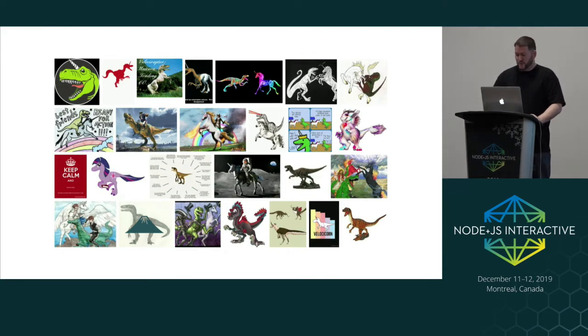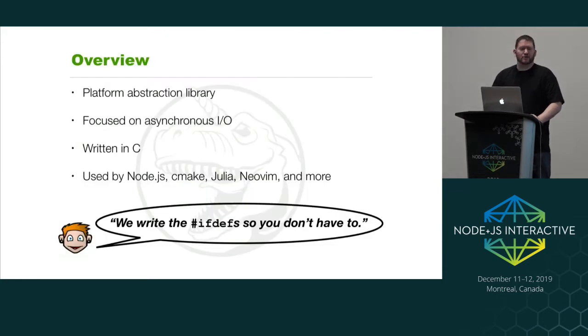But yeah, so what I'm talking about is libuv, the platform abstraction library that Node.js sits on top of. Libuv is written in C. It's not C++, it's actually, I believe, C89. So it runs in most places. The point of the library is to do asynchronous I/O. So it's what gives Node its asynchronous I/O operations, event loop, things of that nature.